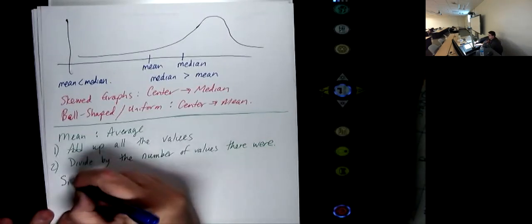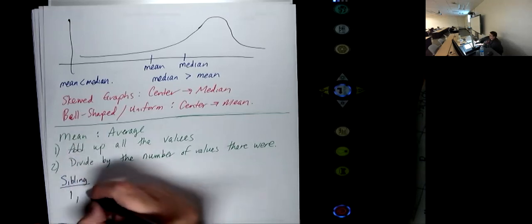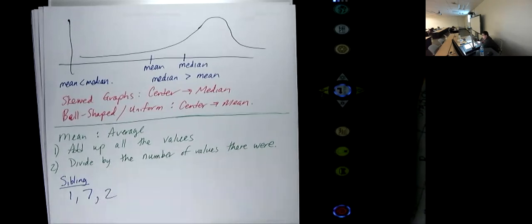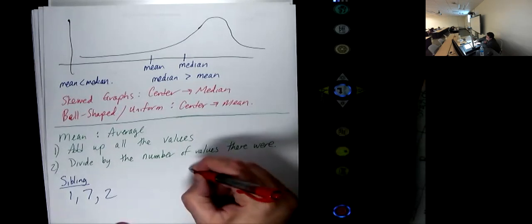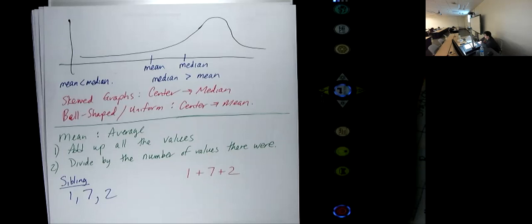I have one sibling. Erlinda has 7. Anyone else want to volunteer their siblings? You got 2, that'll work. That's good. We'll stop there. So finding the mean, we take those and add them up. In this case, we get 10.